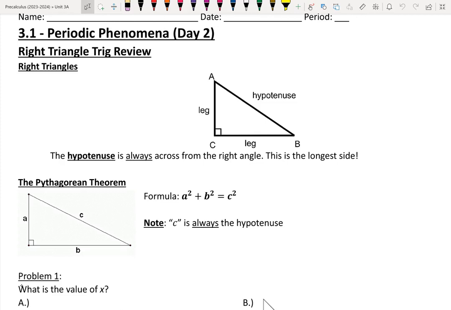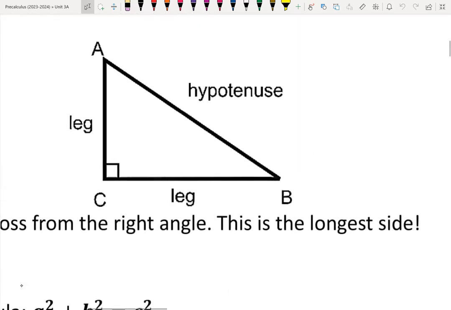So as a little bit of review, we have our right triangle right there. In our right triangle, we have our two legs, the sides next to the right angle, and the hypotenuse, which is the one across from the right angle. And that hypotenuse is going to be the longest side of that right triangle.